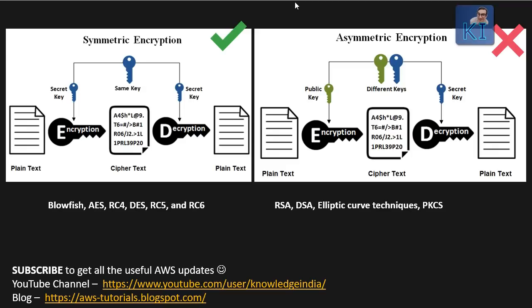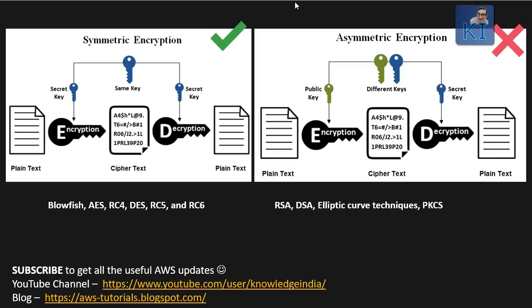In case of symmetric encryption, the key which you use to encrypt the data, the same key is used to decrypt the data as well, right? That's why the name is symmetric. The same key is being used for encryption and decryption both. Whereas in case of asymmetric encryption, there are two keys. You use the public key to encrypt the data, and then there will be a private or secret key which you will use to decrypt the data.